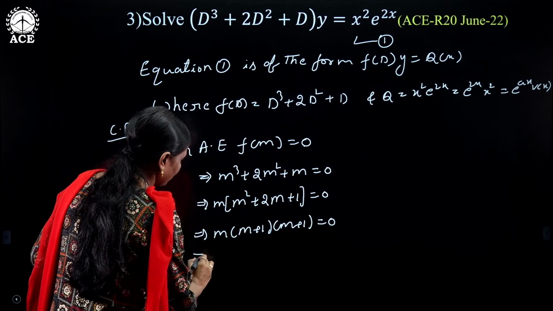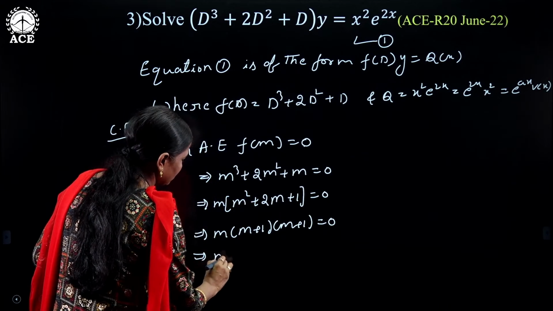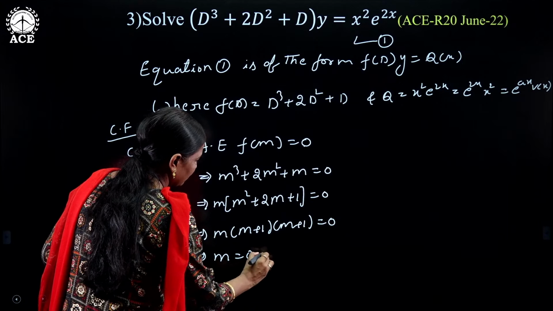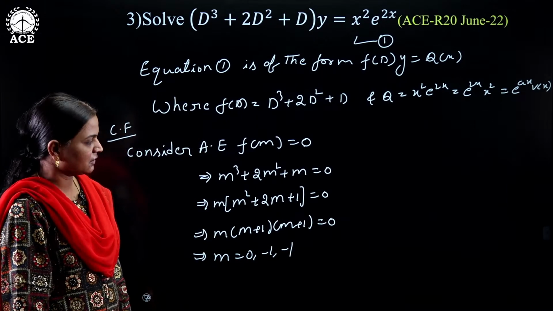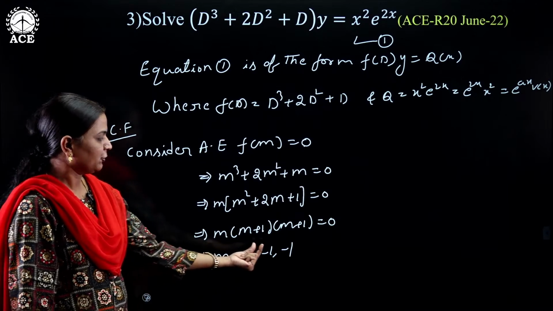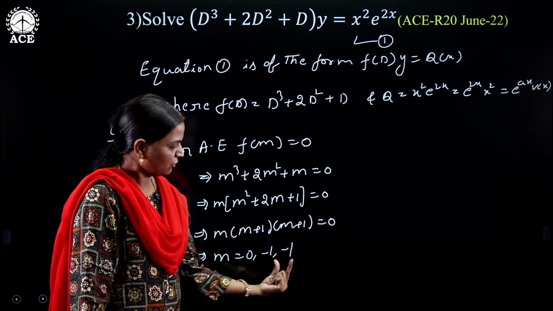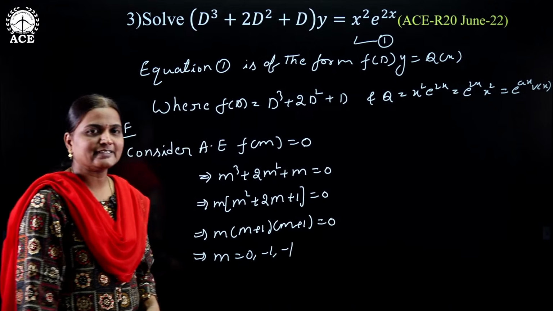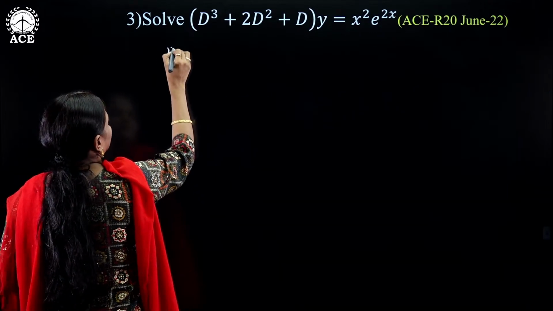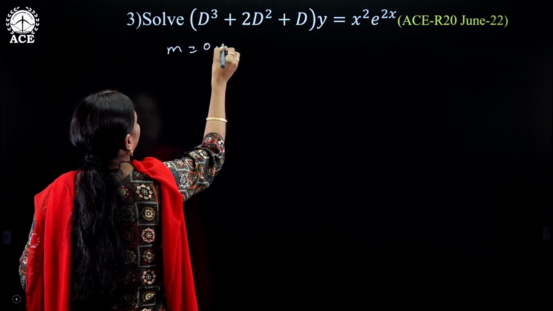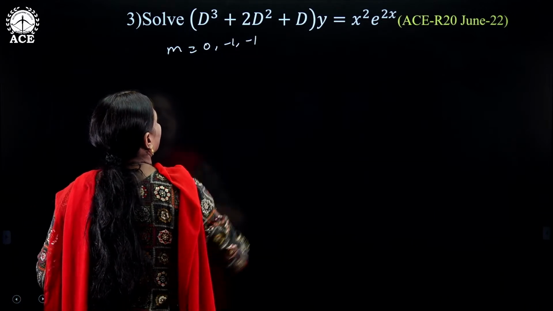So from this equation, what are the roots? m is equal to 0, -1, -1. All the roots are real, but out of 3, 2 roots are equal. So in this case, how to write the complementary function? What are the roots? Roots are m equal to 0, -1, -1.